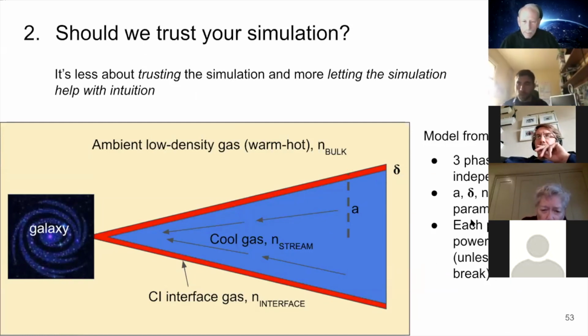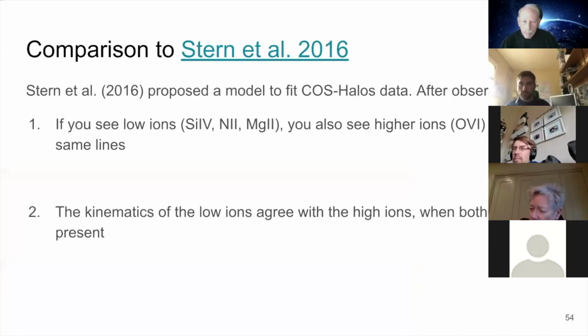And inside it, each phase is a power law for each ion, more or less, unless you have one of these circumstances where one of the ions has a power law break. So we're going to compare this to a couple of phenomenological observational papers. First we're going to look at Stern 2016. He proposed a model to fit the COS-Halos data because he saw that low ions always come with high ions, but not the other way around. Sometimes you'll run into a high ion that doesn't have any accompanying low ions, but you never run into a low ion without accompanying oxygen 6, basically. And the kinematics of the two agree when they both are present.